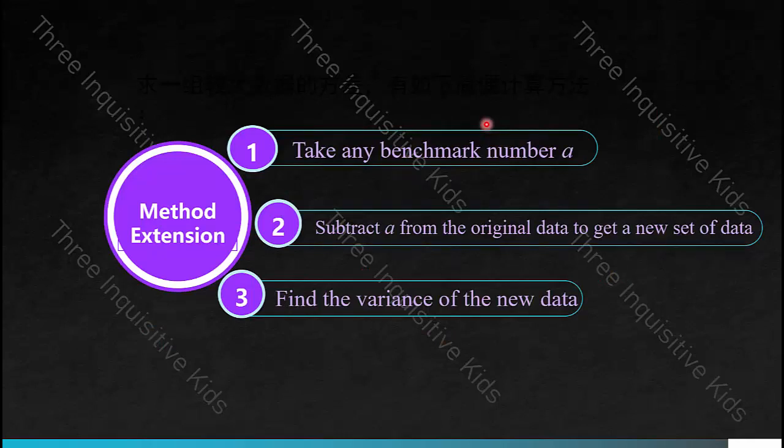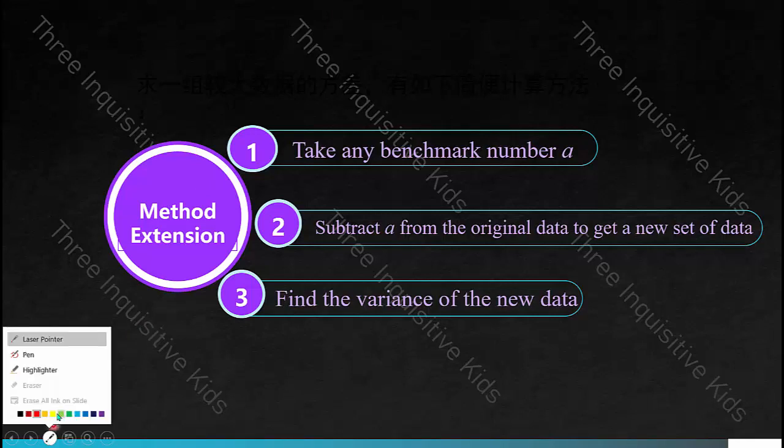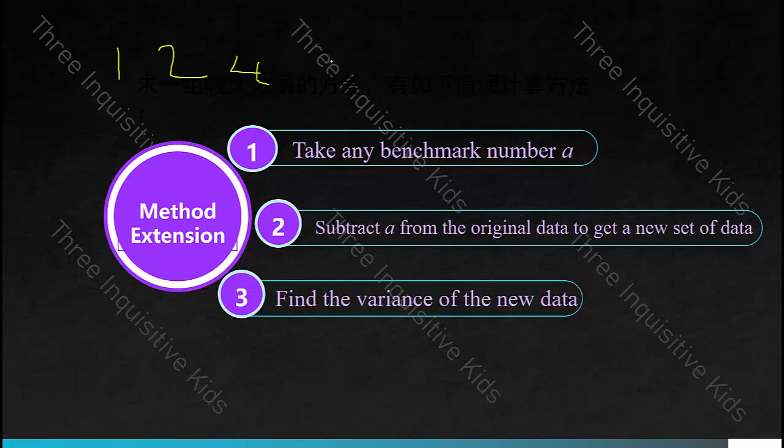So let's look at method extension. First, we can take any benchmark number A. So we take A, a benchmark number, and then we subtract A from the original data to get a new set of data. And then we can find the variance of the new data set. So what it's saying is, we have something like 1, 2, 4, 6, 6, 8, 9. What is a benchmark number that we could use? We could probably use 6 as a benchmark number for this data set because it looks like it could be around the average.